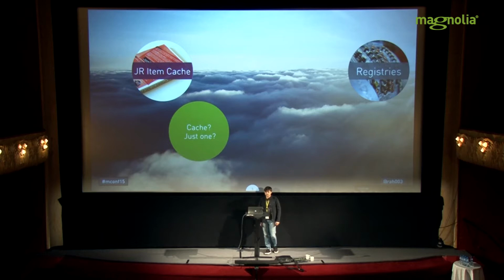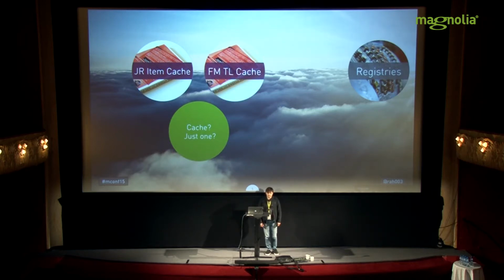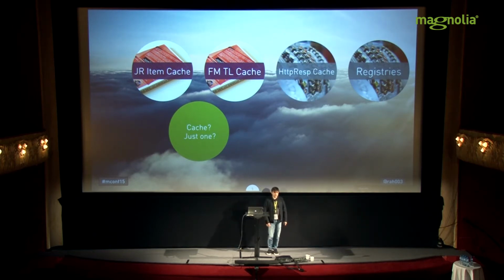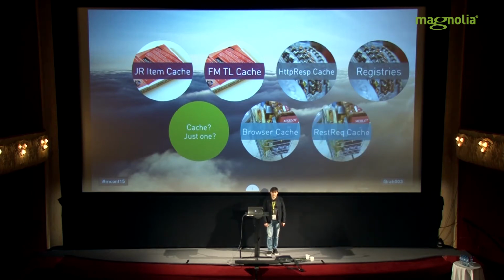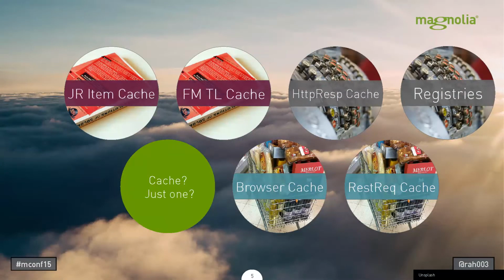There are registries for all the various types used by Magnolia, which are sort of caches as well. There is the FreeMarker template loader cache, which precompiles the templates and keeps them in memory for you to preheat it to serve faster. There is the HTTP response cache, which is actually the Magnolia cache, or what's referred to as Magnolia cache. There is also the browser cache, which we are using quite often, and there is a number of custom caches, like you might have one for the REST requests if you are heavily relying on integration using REST, and whatever custom caches that you introduce.